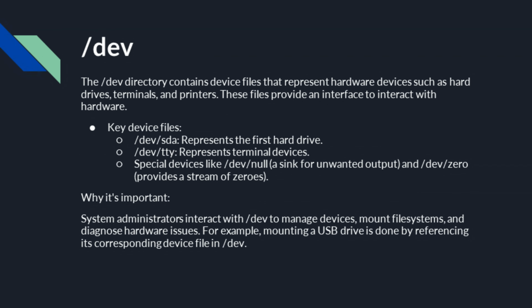/dev. The /dev directory contains device files that represent hardware devices such as hard drives, terminals, and printers. These files provide an interface to interact with hardware. Key device files: /dev/sda represents the first hard drive. /dev/tty represents terminal devices. Special devices like /dev/null absorb unwanted output, and /dev/zero provides a stream of zeros.